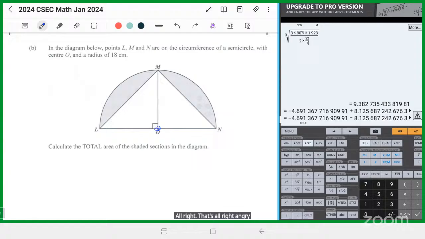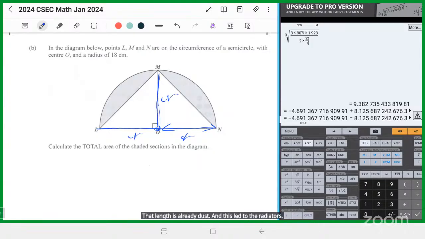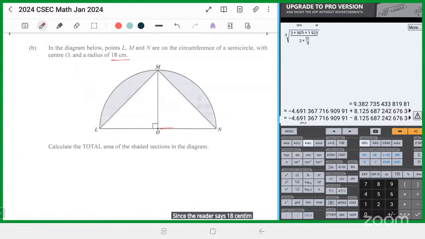Another thing is that all these lengths, that length is a radius, that length is a radius, and this length is a radius. The line from the center to the circumference is a radius. So this is an isosceles triangle. You want to recognize some of those things. Let's see what they say now. It says the radius is 18 centimeters. So let's put them on. Since the radius is 18 centimeters, this is 18 centimeters. This is 18 centimeters.